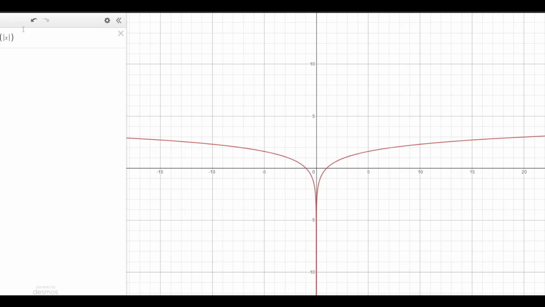But 0 is never defined. The natural log of 0 has no value, so we can determine there is a discontinuity there. It's not like these things are coming to a point of v and then coming back up.